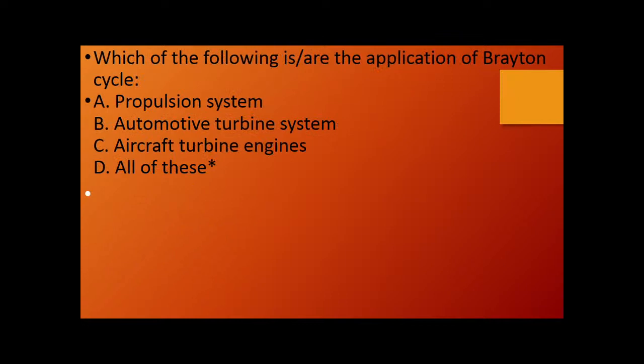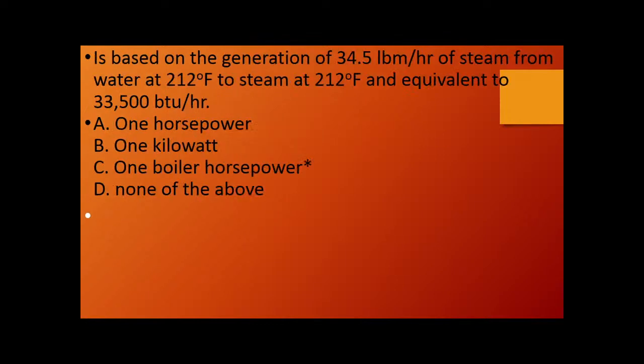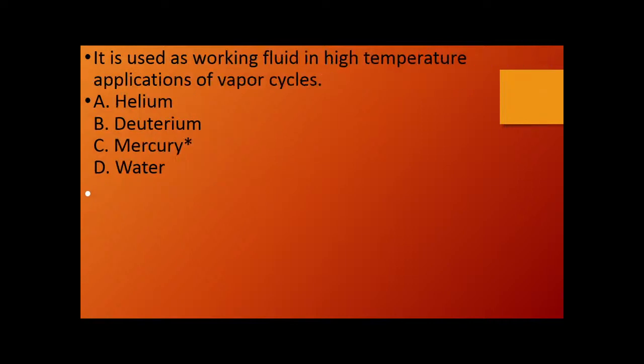Which of the following is or are the application of Brayton cycle? Answer: propulsion system, automotive turbine system, aircraft turbine engines. It is based on the evaporation of 34.5 lbm per hour of steam from water at 212 degrees Fahrenheit to steam at 212 degrees Fahrenheit and equivalent to 33,500 BTU per hour. Answer: 1 boiler horsepower.